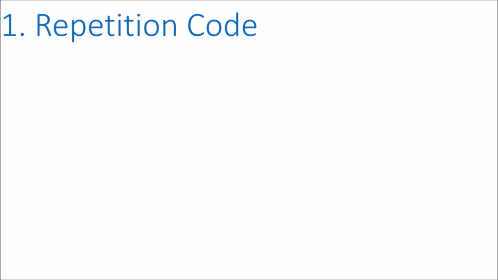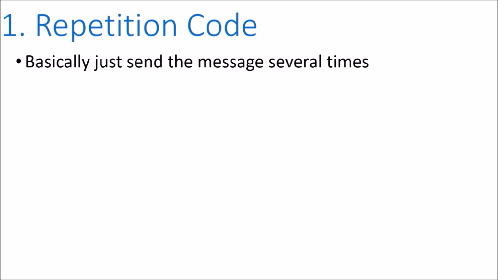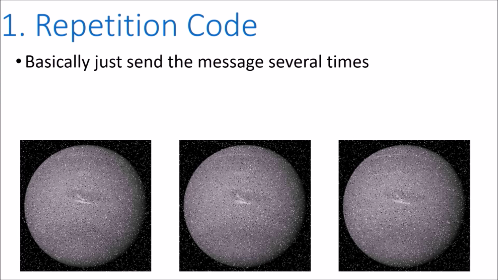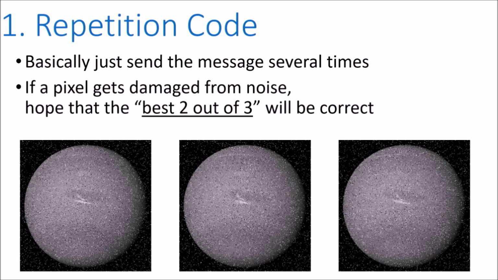The first type of error correcting code we're going to discuss is repetition codes. This basically just means retransmitting the message multiple times. For example, if we transmit an image of the planet Neptune 3 times, each copy of the image might get corrupted in different ways. But for each individual pixel, we can hope that 2 of the 3 copies of the pixel will be correct.